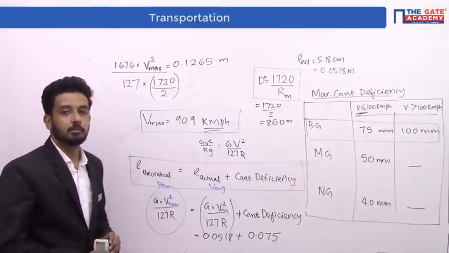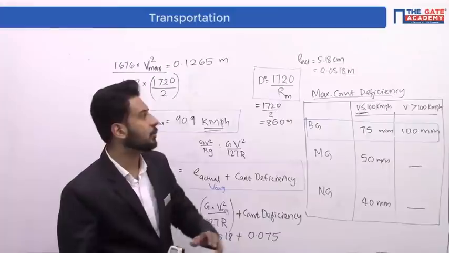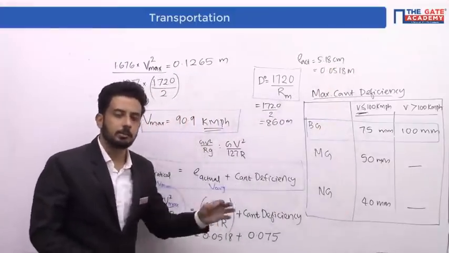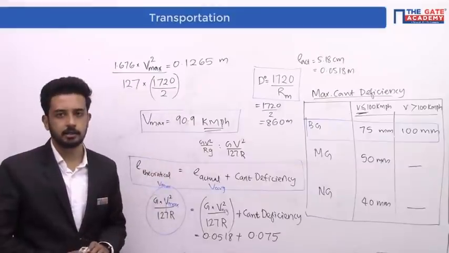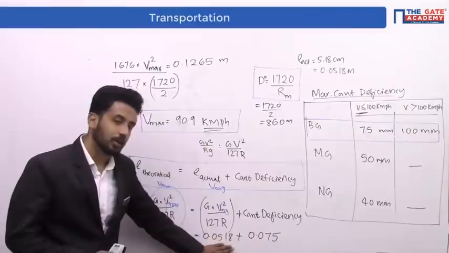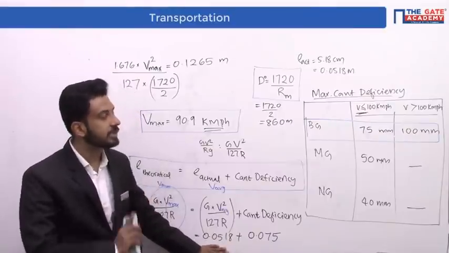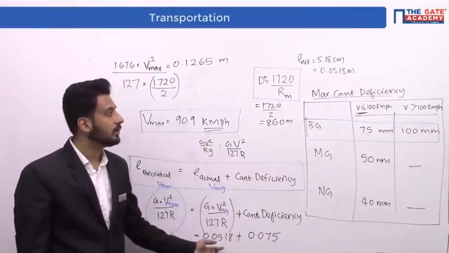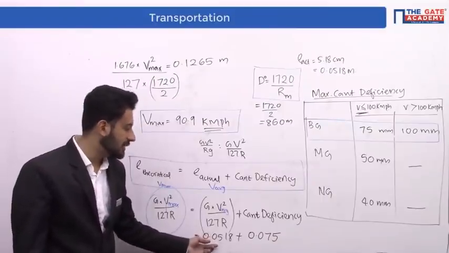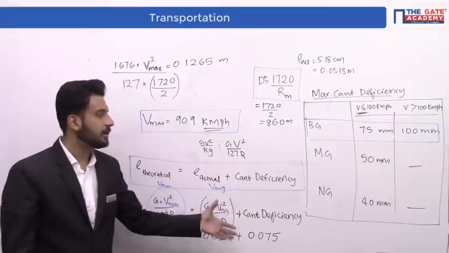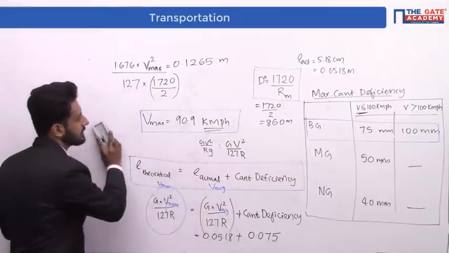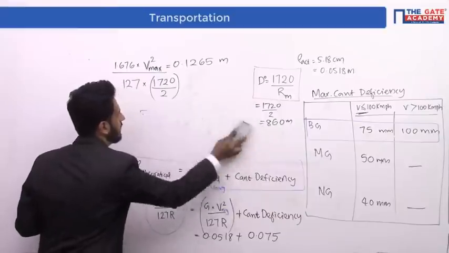One more thing. Most of the time they will be giving the value of actual super elevation in millimeter or centimeter only. They will not give in meter. So always check when you are substituting, check the given unit also. Don't substitute it as 5.18 here. Okay? Always substitute in meter only and proceed. Fine? So just check the solution once again and understand the concept.